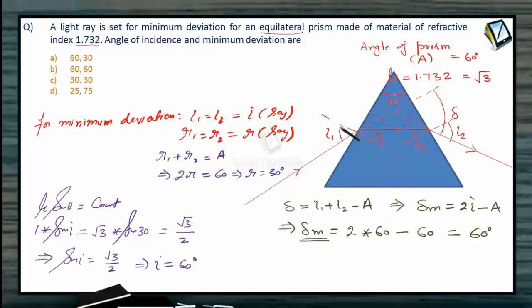So the angle of incidence for this ray is 60 degrees, and the angle of deviation is also 60 degrees, which is the requirement of this question. What is the angle of incidence and what is the minimum deviation? So that is 60, 60. So option B has to be the correct option to this question.